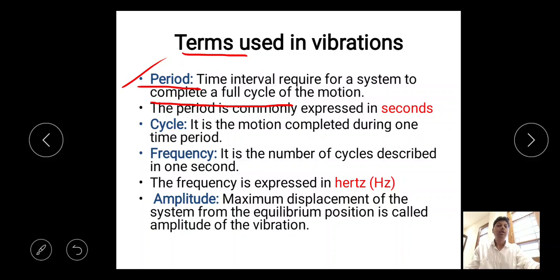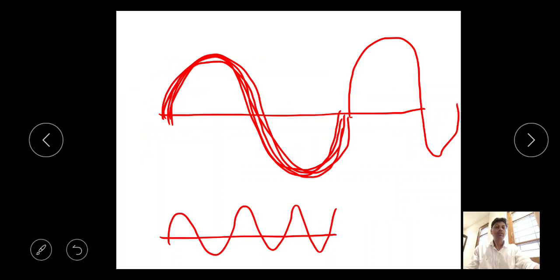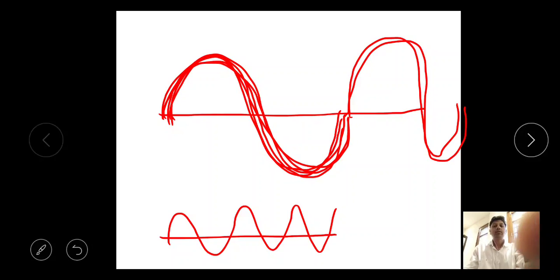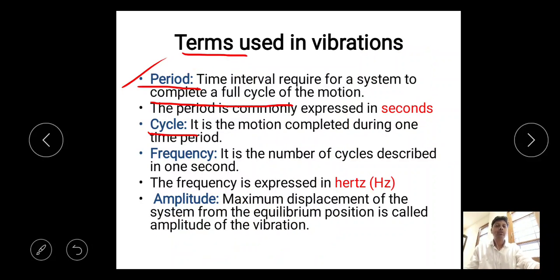Okay, understood? So next is cycle. What do you mean by cycle? As I just discussed, a cycle is that which gets repeated after this point. It is getting repeated, again it is getting repeated, so this is called a cycle. So the motion completed in one time period is called a cycle.